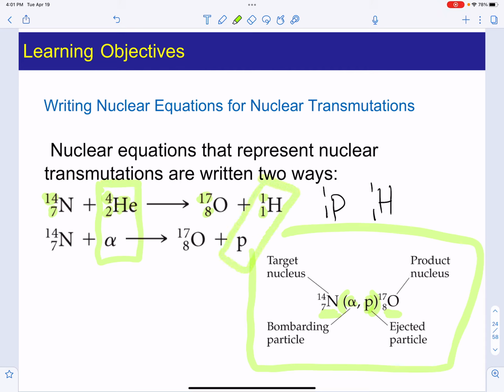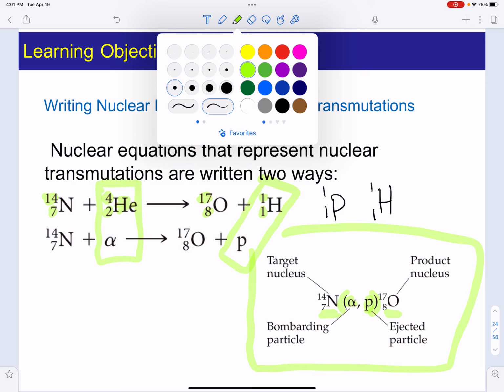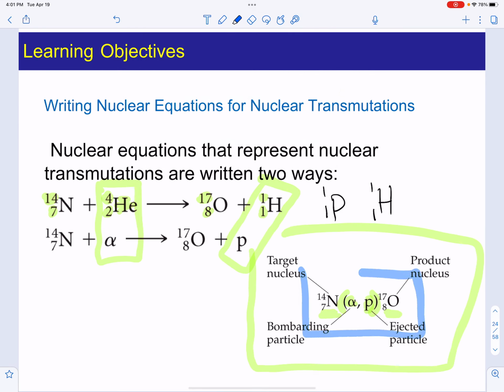So that's how we can write a transmutation reaction. Nothing new, exactly the same thing we did before. Now we have a shorthand version on how to write something like that. So let's practice a little bit.